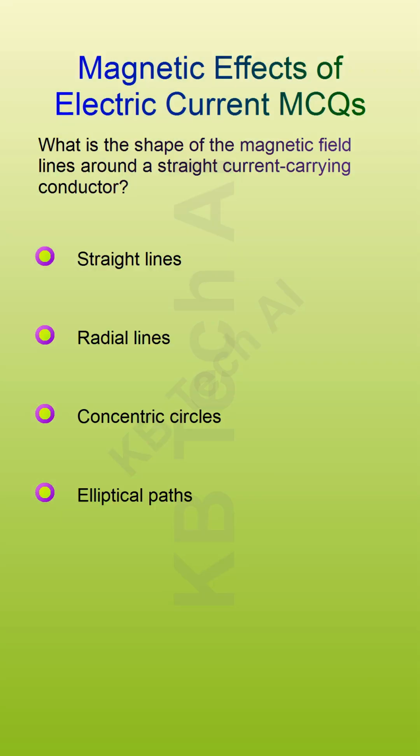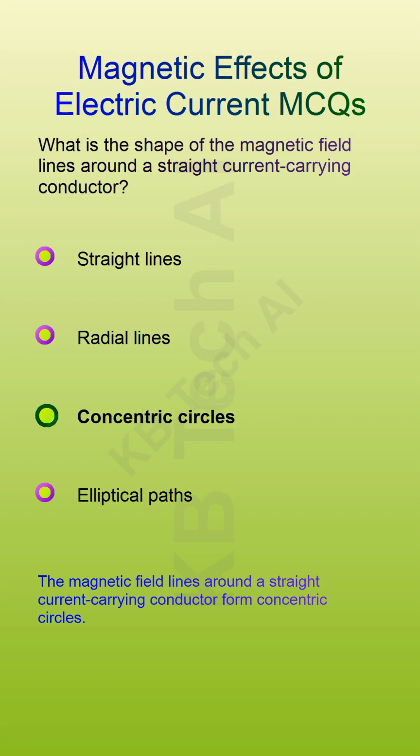What is the shape of the magnetic field lines around a straight current carrying conductor? Option 1, straight lines, option 2, radial lines, option 3, concentric circles, option 4, elliptical paths. The answer is, option 3, concentric circles.